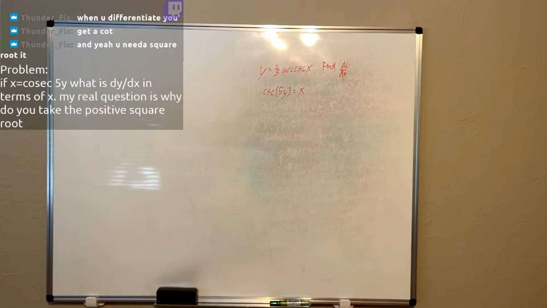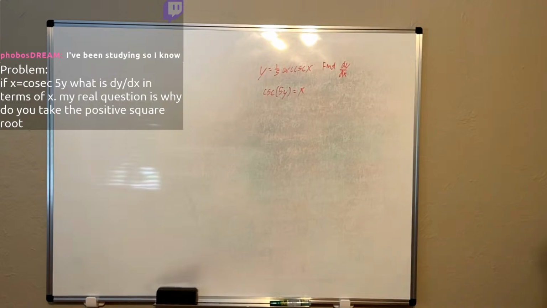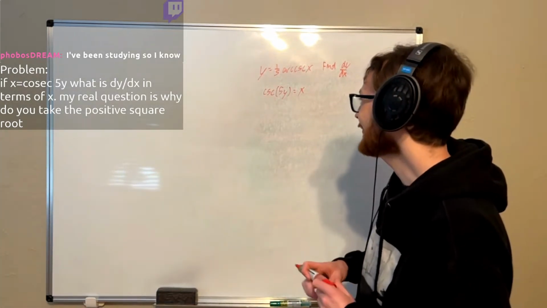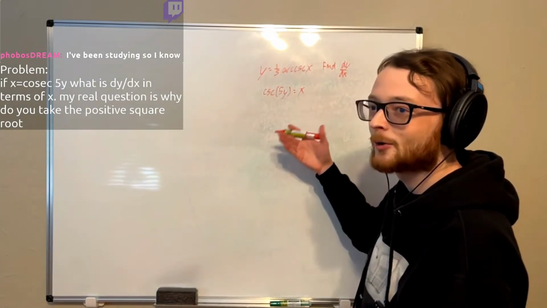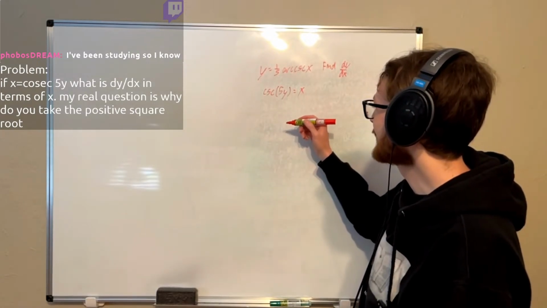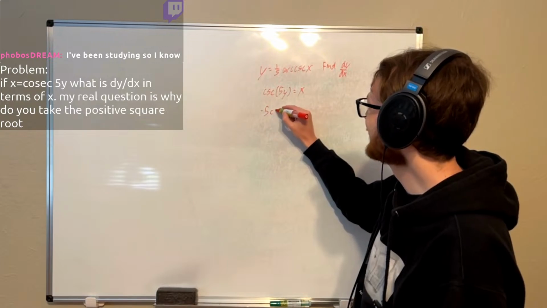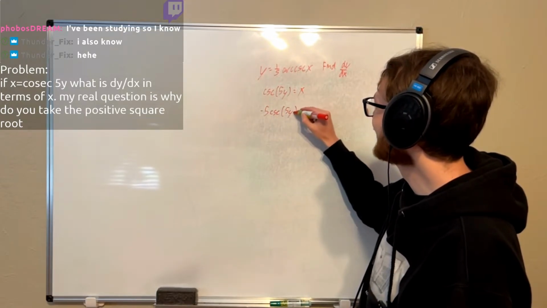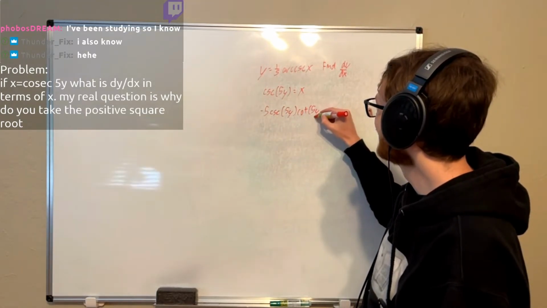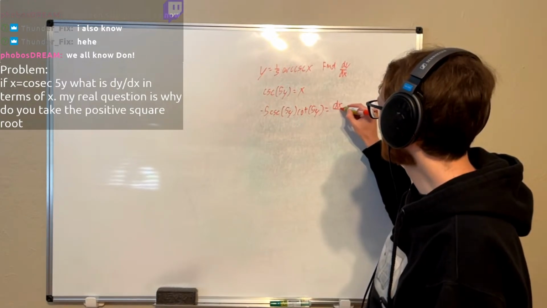Trig derivatives. It's probably like negative cosecant cotangent. That's my guess. Oh, bam! Negative cosecant cotangent. Well, Phobos knows, but we can't all be as good at math as Phobos. So we get negative 5 cosecant 5y cotangent 5y. Hopefully I wasn't too incredibly stupid there.